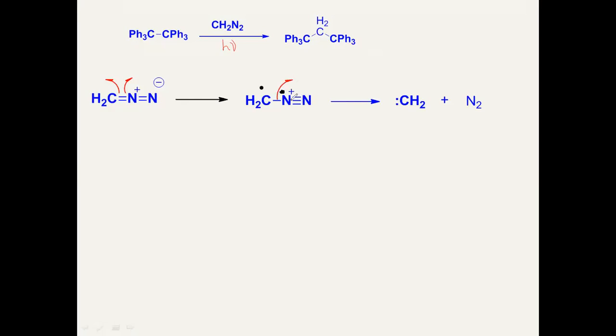So what will happen? This nitrogen would restore its one lone pair. One electron is already here, which comes from breakage of this bond, and another electron will be coming from breakage of this bond. This electron will be residing at nitrogen. This will be carbon. This will be at carbon. So we can write this is called a carbene. Very reactive species, carbene. And this nitrogen gas will be evolved.